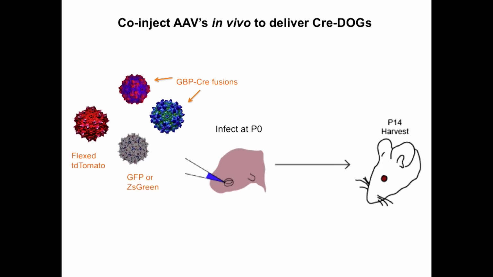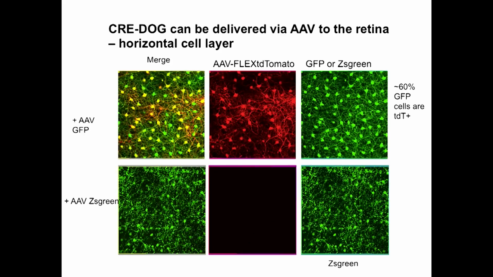So we created AAVs that encode the 2 fusion proteins, the 2 components, the 2 halves of the Cre. We have as a readout for this set of experiments, tomato. And then we included GFP or a non-GFP related green fluorescent protein called ZS green. And the question was, when we include GFP but not ZS green, will we see tomato? That would actually then mean that all 4 of these components have to be infected into the same cell. And the efficiency of that just depends on the titer of the virus and the injection site that you're using.